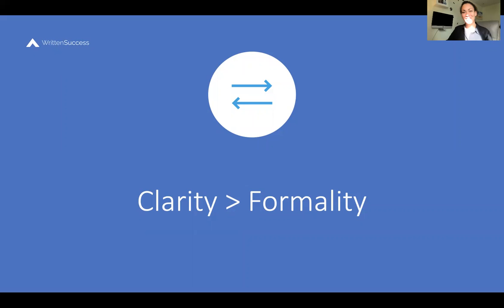In terms of your content, try to veer towards clarity over formality always. So if you're ever wondering, should I keep writing, or should I make this sound smarter? I get that all the time. People go, oh, I just kept writing and writing and writing because I feel like I didn't say it right, or it didn't sound great. It doesn't have to sound brilliant. It just has to make sense.